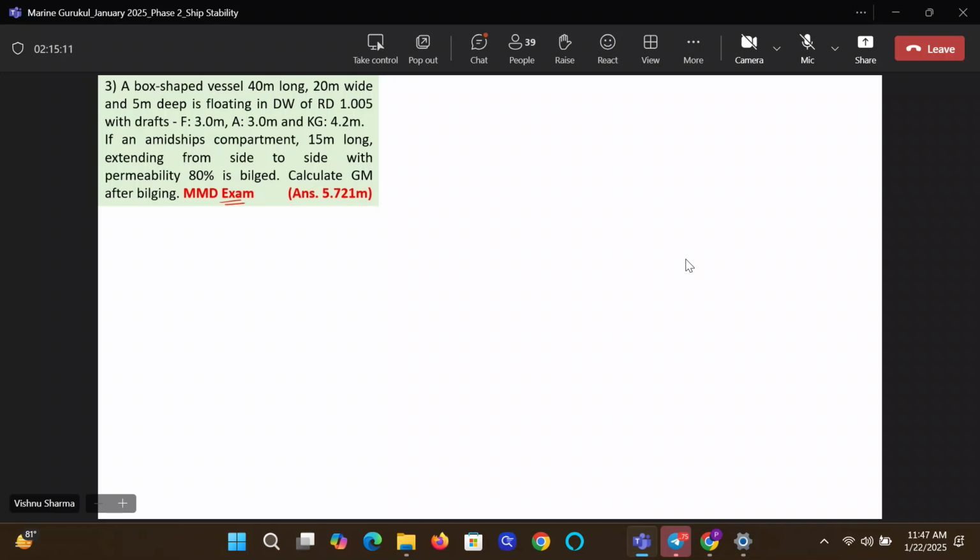A box-shaped vessel 40-meter long, 20-meter wide, 5-meter deep is floating in dock water of RD 1.005 with 3 meters even keel draft, KG 4.2. If a midship compartment 15-meter long extending from side to side with permeability 80% is bilged, calculate GM after bilging. Guys, now stepwise, please make the side elevation in the intact condition. Whatever side elevation you made in the previous questions, make a similar side elevation, put all the measurements with notation. Fatafat, fatafat.